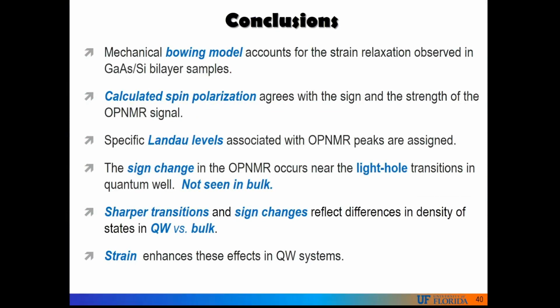Just to summarize, we've been able to account for the strain relaxation using a mechanical Boeing model. For the quantum structures, we see the calculated spin polarization agrees with the sign and strength. I wouldn't say quantitative, but qualitative agreement. Specific Landau level transitions can be assigned to the OP-NMR features. The interesting sign change in the OP-NMR occurs near the light hole transition in the quantum well, which is not seen in bulk, this inversion of the nuclear spin polarization.